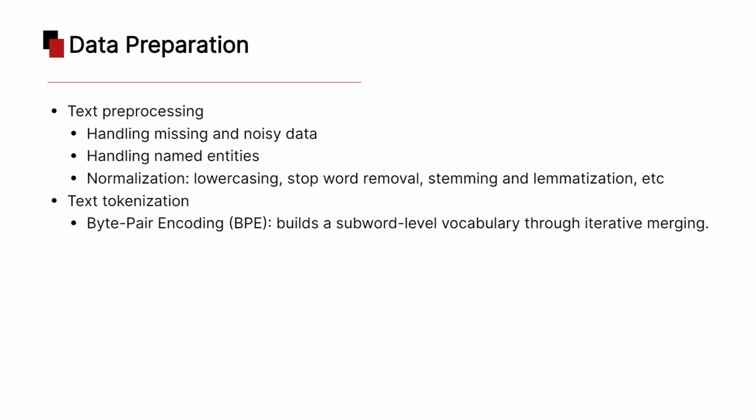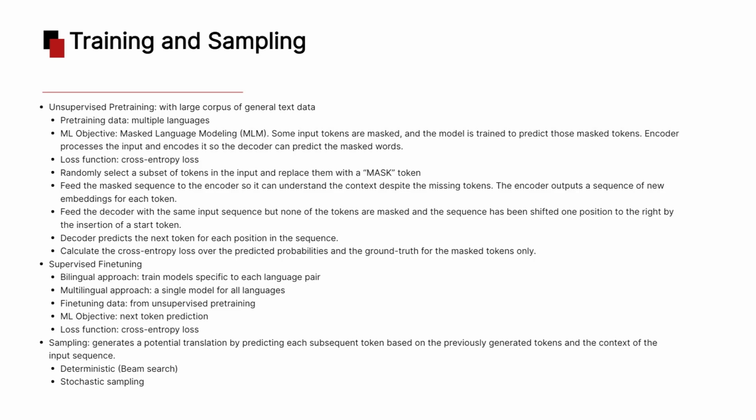This architecture effectively models the complexities of human language translation, by learning to represent both source and target sentences and how they relate, enabling Google Translate to produce accurate and fluent translations across many languages. Google Translate's success relies on carefully designed training and sampling strategies to handle multiple languages and generate accurate translations.